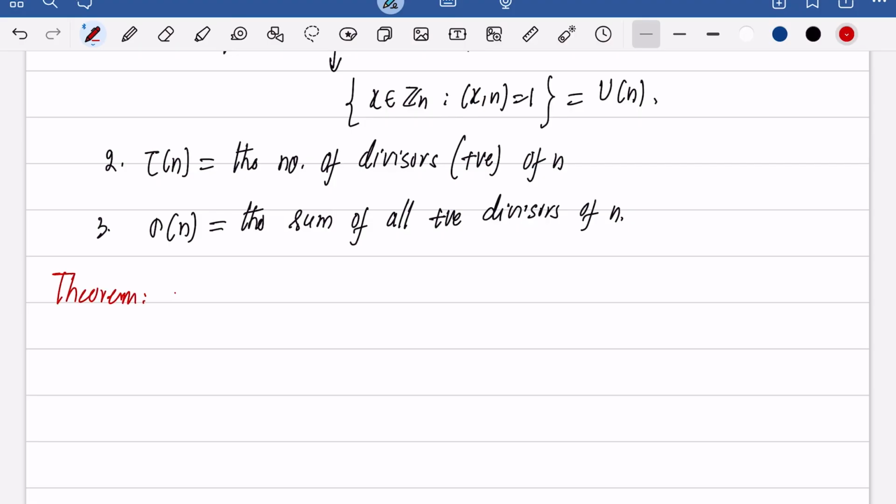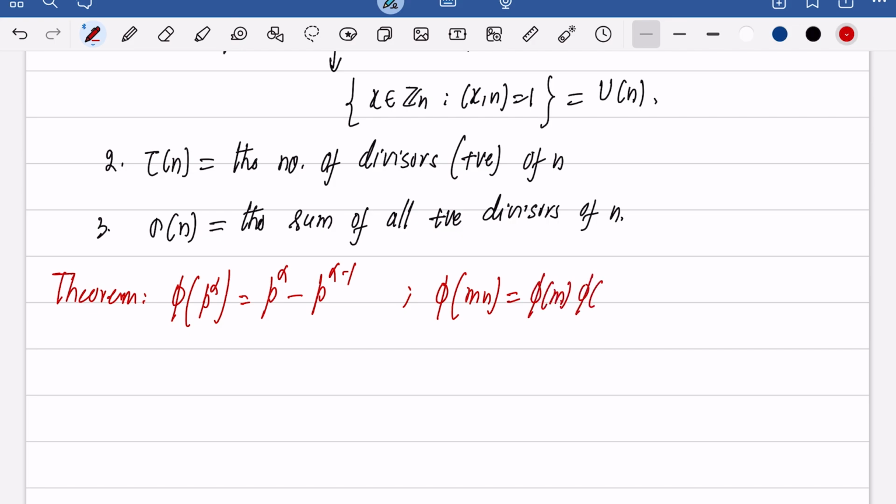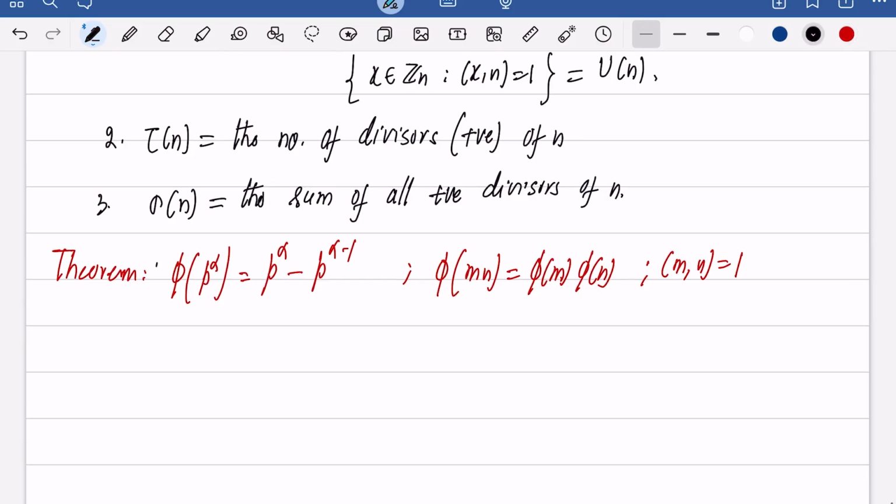And we also mention their formulas, so theorems regarding this. First of all, phi of p power alpha is defined as p power alpha minus p power alpha minus 1, and second one is phi of mn, which is equal to phi of m into phi of n if m and n are relatively prime. So this property is known as the function being multiplicative. So this is the first one.